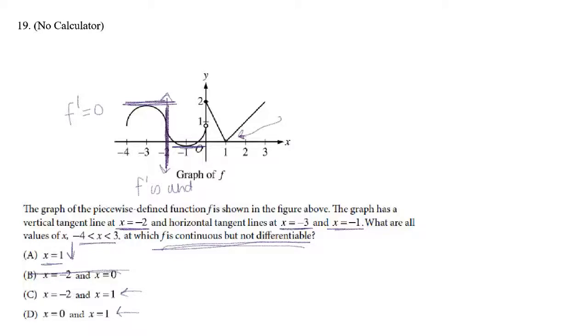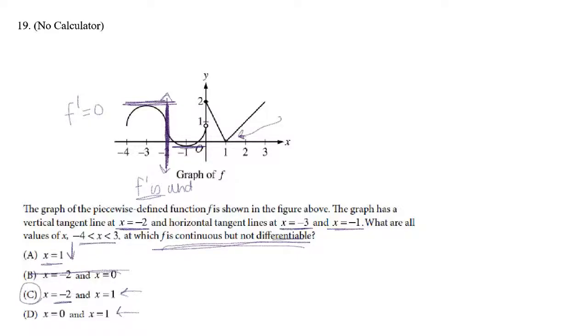All right, so let's look at C. We already know 1. What about at x equals -2? Well, they told us up here at x equals -2 that we had a vertical tangent, and that means f prime is undefined, so we're not differentiable there. So that tells me that my answer has to be C.